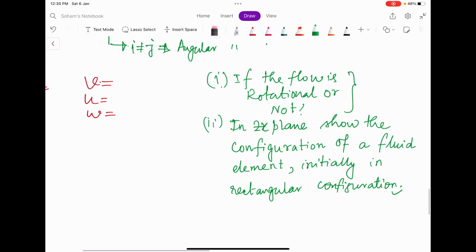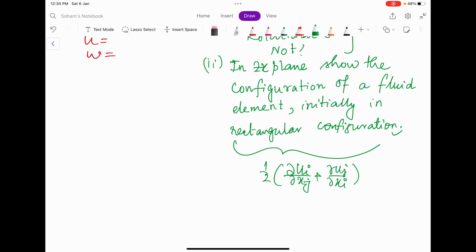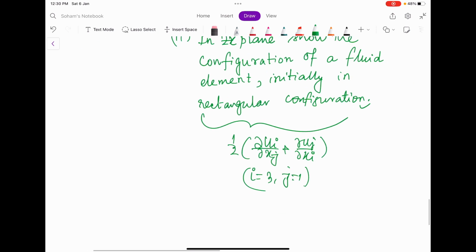So this is easy. We have to find the curl, right? If curl is 0, then irrotational. If curl is not 0, then rotational. And you have to find the deformation part, that is you have to find del ui del xj plus del uj del xi for i equal to 3 and j equal to 1. For 3 1, that means u3 means what?